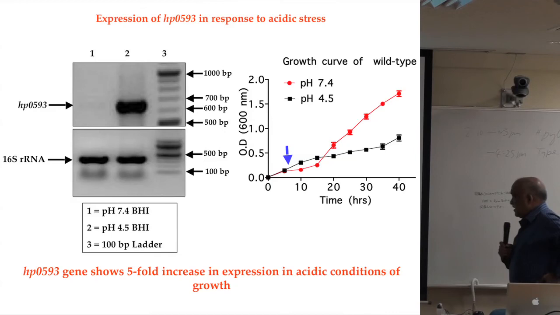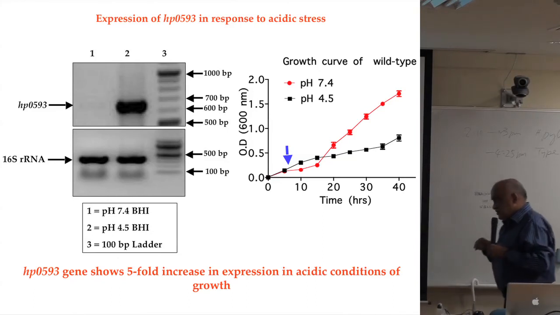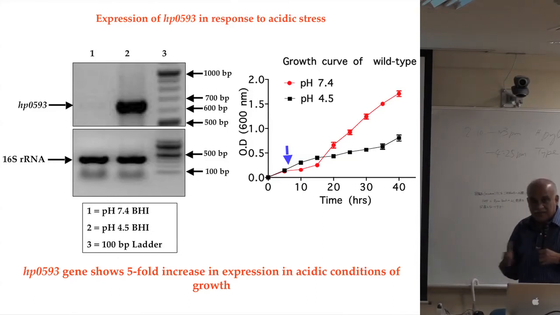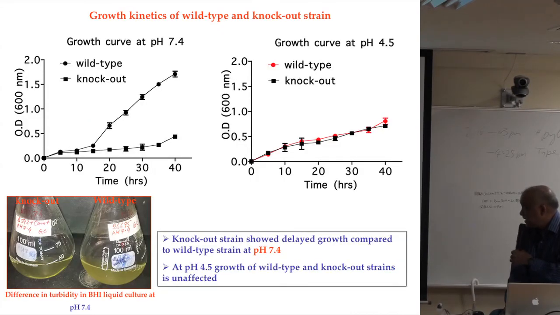Now, I'll just very briefly tell you that, doing growth conditions at 7.4 and 4.5, there are differences. You can make a big thing about it, you can ignore it. Referees tend to ignore things, but we are excited about some of these things. This gene, for example, shows a fivefold increase in expression in acidic growth as compared to neutral. We did a knockout of this, again done in Calcutta, in our collaborator's laboratory, and again looked at growth conditions at 4.5 and 7.4, and we have stark differences.